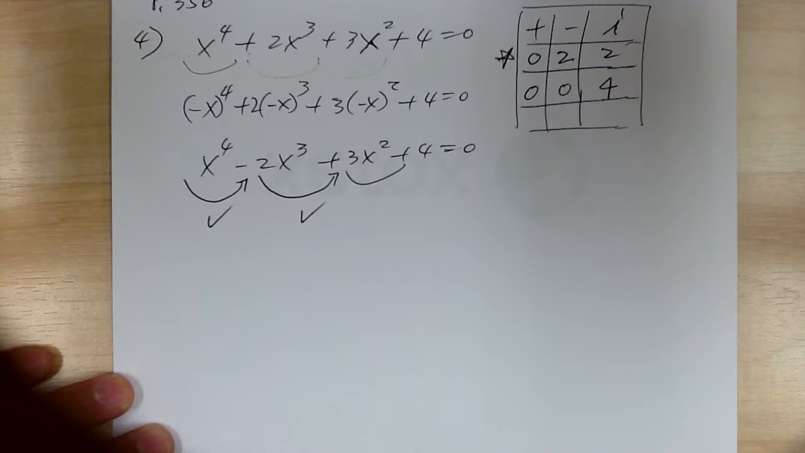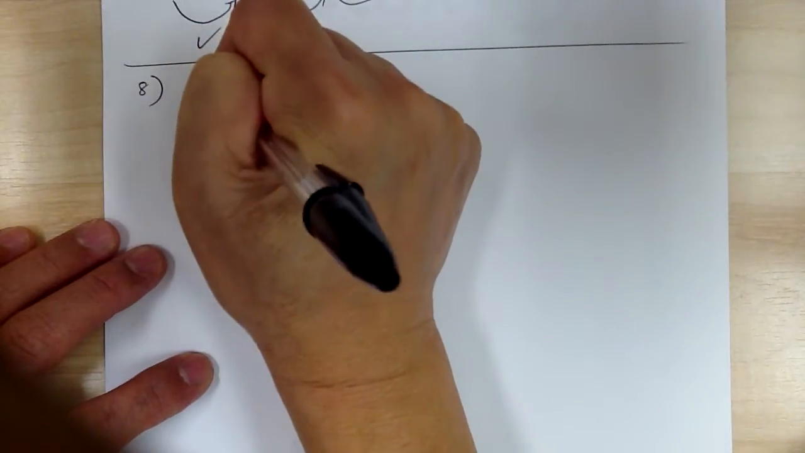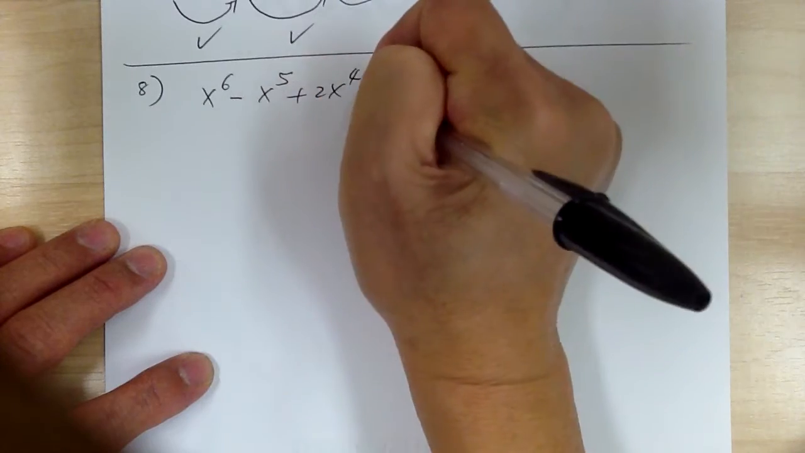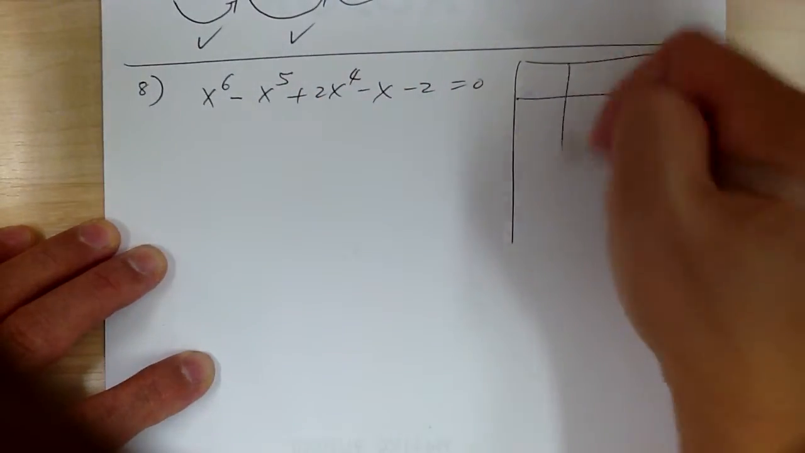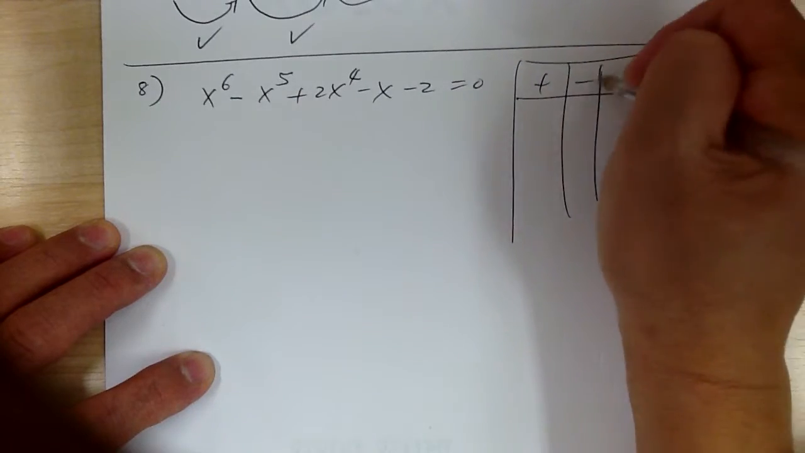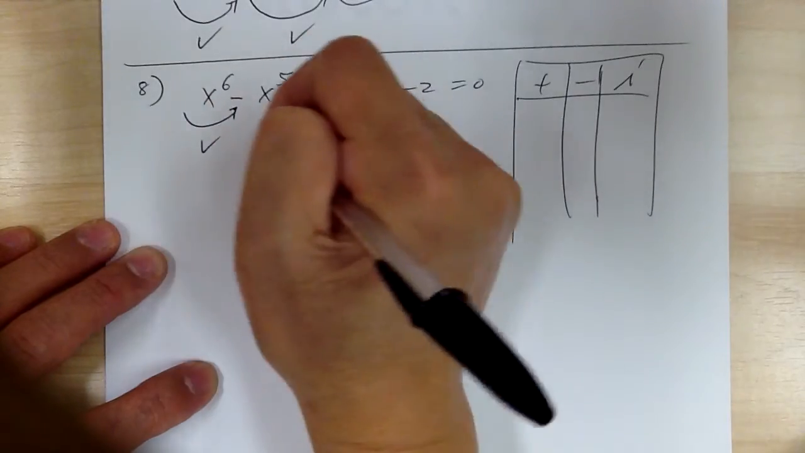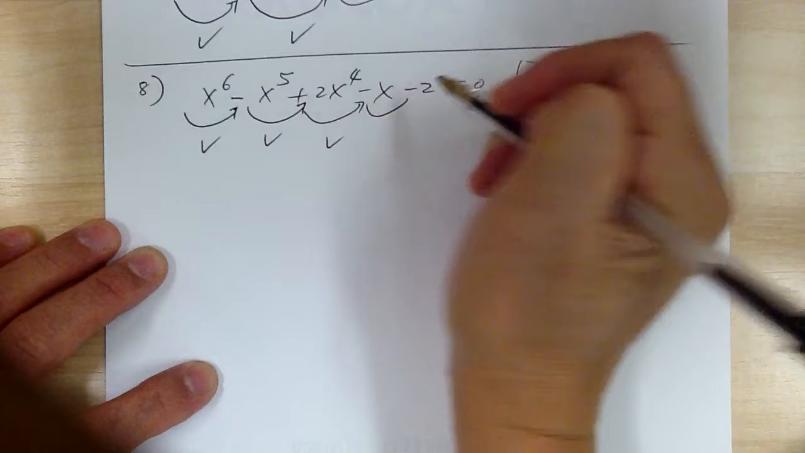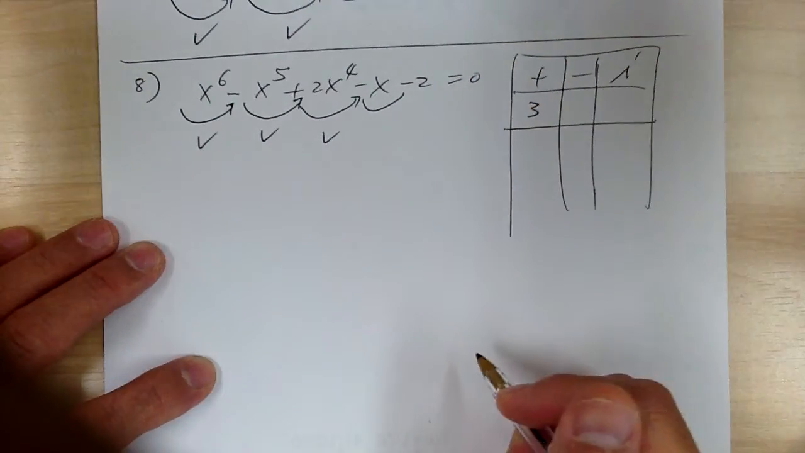Okay? Now let's go and do one more. Let's do number 8. You've got x to the 6 minus x to the 5 plus 2x to the 4 minus x minus 2 equal to 0. Okay, so first let's see how many times we change sign. So this one, positive to negative, yes. Negative to positive, yes. Positive to negative, yes. Negative to negative, no. Okay, so you're going to have a maximum of 3 positive answers.